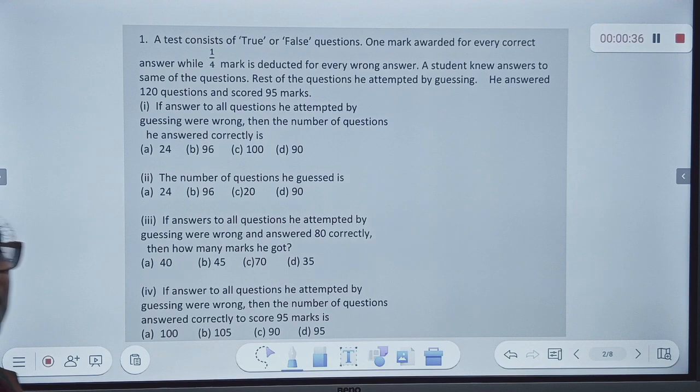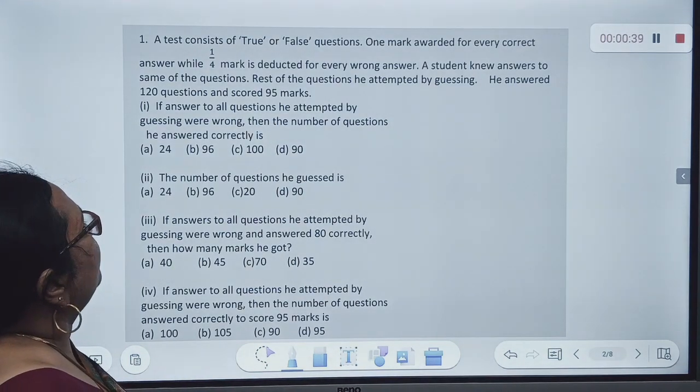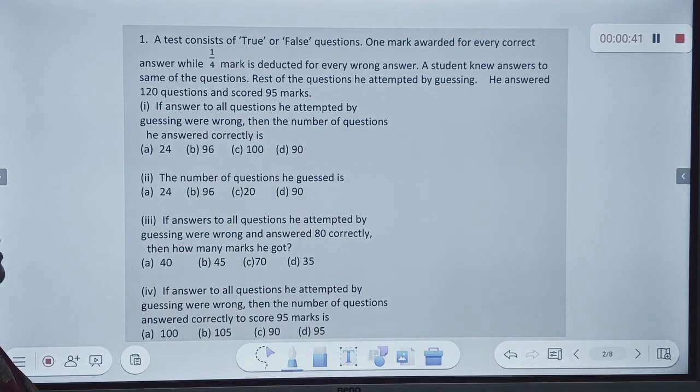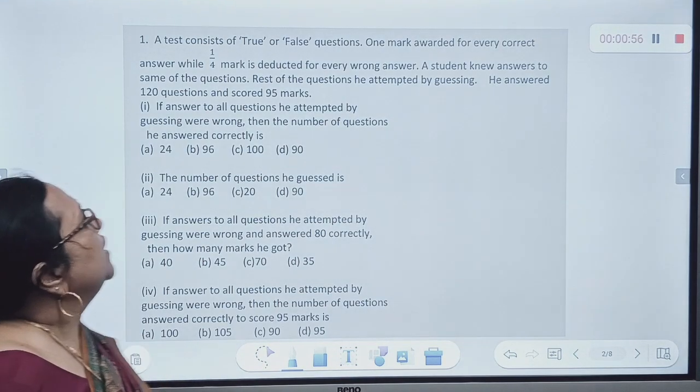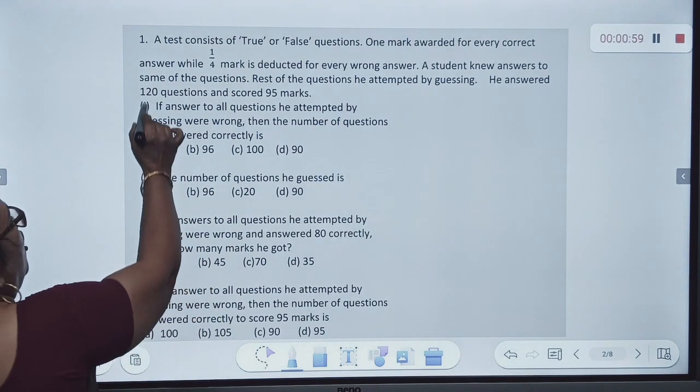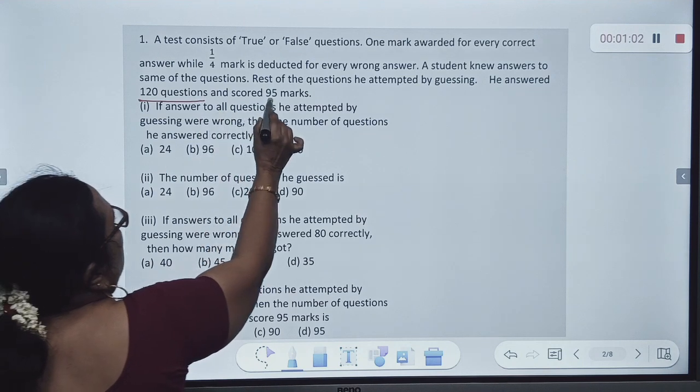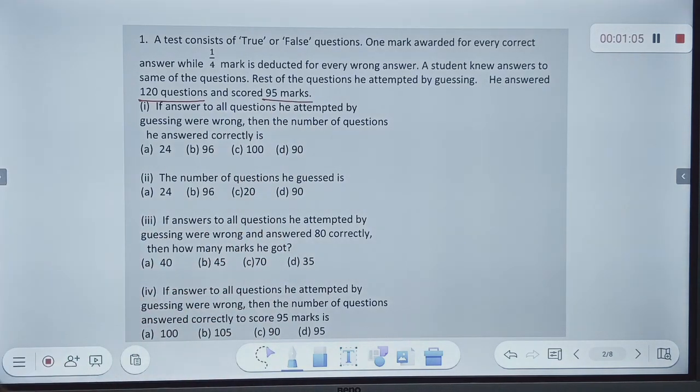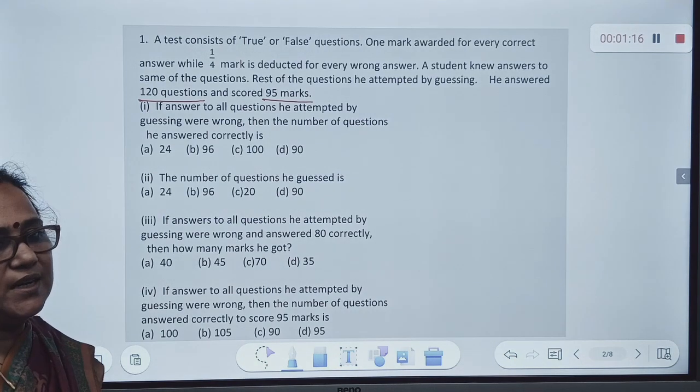Now, this is a case study question. A test consists of true or false questions. 1 mark is awarded for every correct answer, while quarter mark is deducted for every wrong answer. So a student knew answers to some of the questions, some he guessed. He answered 120 questions in all and scored 95 marks. The first question is, if answer to all the questions that he attempted by guessing were all wrong, then what is the number of questions he answered correctly?